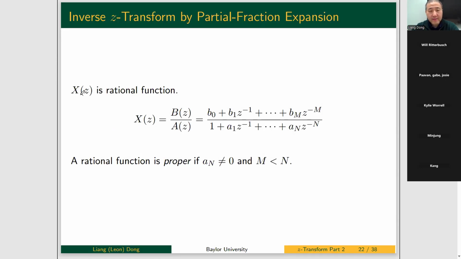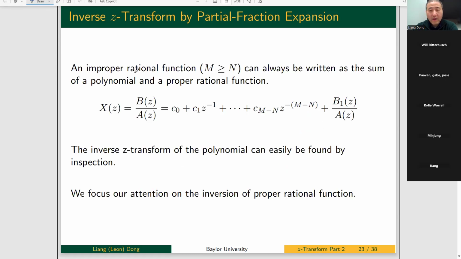So if X(z) is a rational function, I have B(z) over A(z). B is a polynomial with coefficients b's, and A is a polynomial with coefficients a's. If this rational function is proper, that is, the order m is strictly less than the order n, then I will not be able to further do the long division. Of course, I need to make sure that a sub n is not equal to 0. So I do have this n right here.